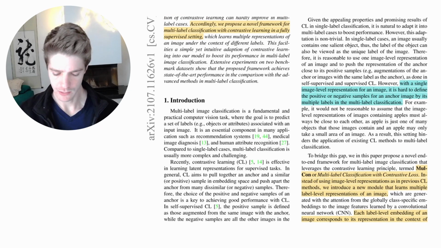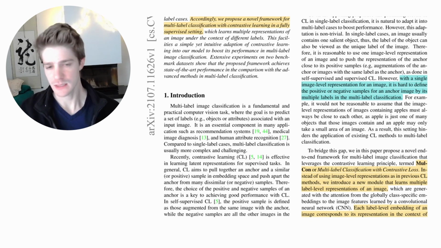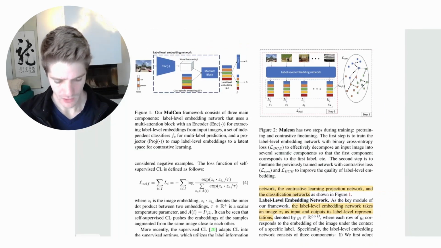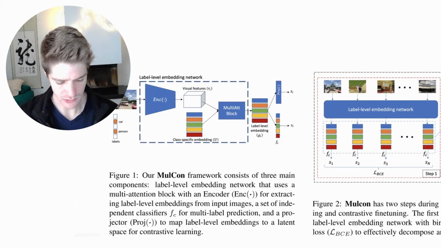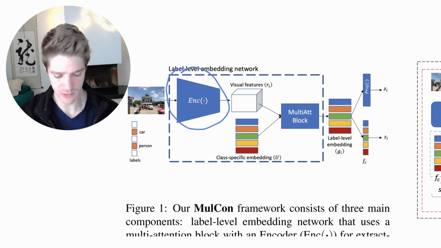The algorithm is called MulCon, or multilabel classification with contrastive loss. And as explained, they basically adapt the architecture to use a contrastive loss and deal with images with multiple labels. And the basic architecture is this one. You can see that they have an encoder that encodes the image and produces some visual features.